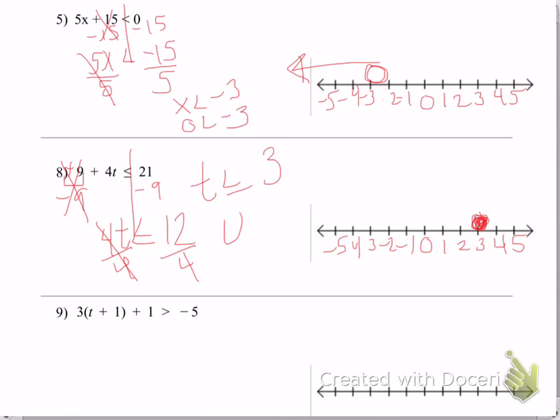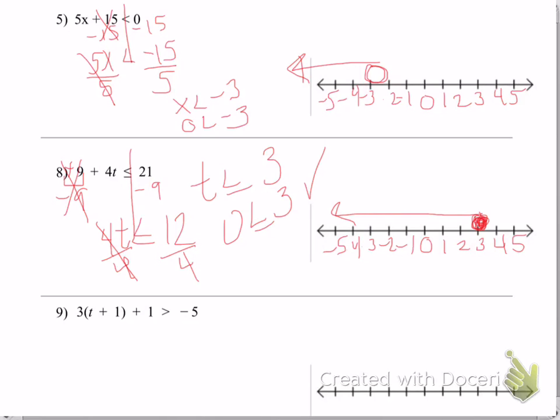So we have 0 is less than or equal to 3. Well, that's true. So you want to draw towards 0 and over 0. So we can include the numbers that are less than 3. And then number 9 is our next one. These ones can be a little bit more tricky because there's a couple more steps you have to do.